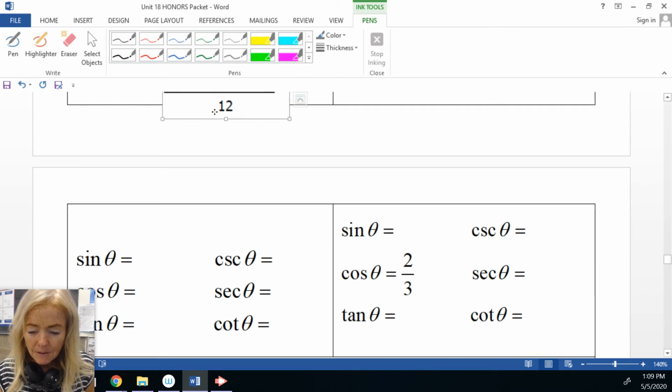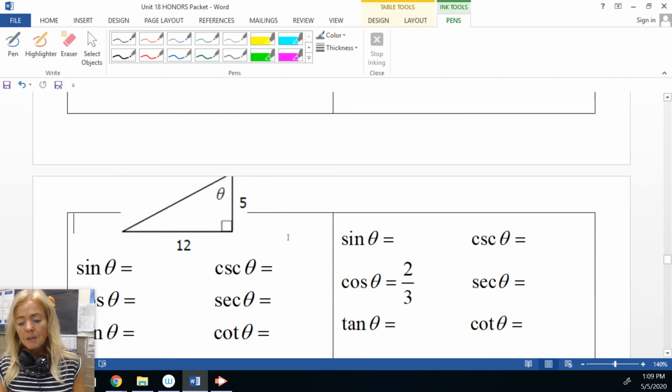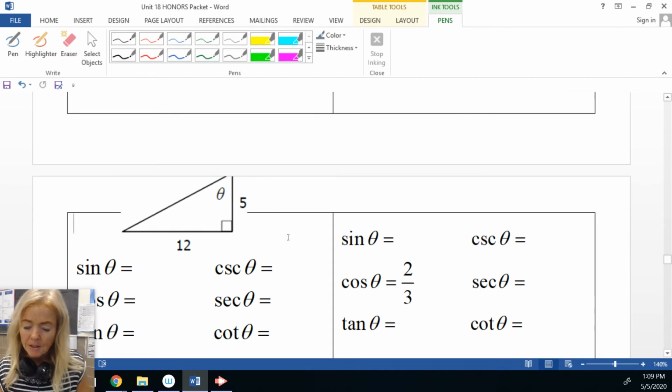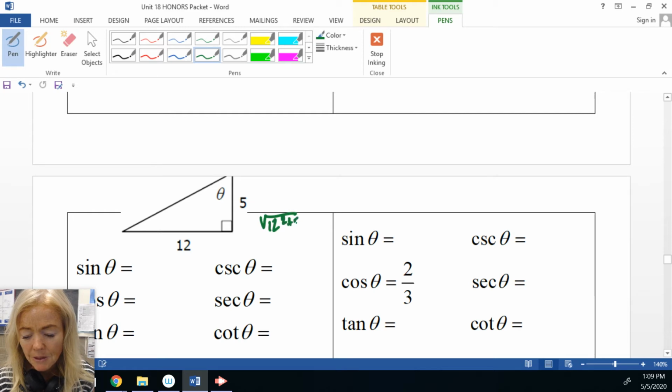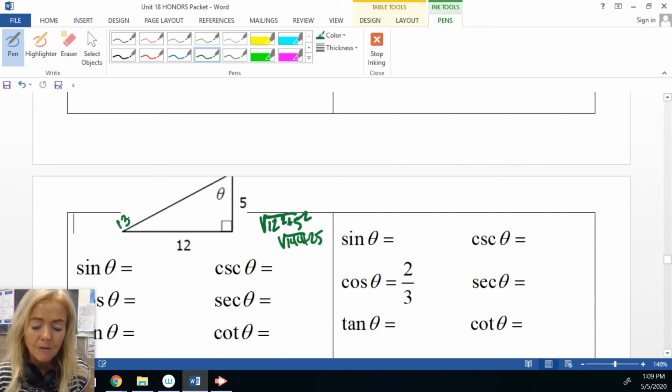If I can just bring this down, maybe I can. Okay, so what we need first on here is the hypotenuse. We don't have it, but we know Pythagorean theorem says if I take the square root of 12 squared plus 5 squared, then I can come up with that side. So you might have to come up with the third side. Always remember that you can use the Pythagorean theorem to do that. And that is the square root of 144 plus 25, which is 169, giving this side the measure of 13.